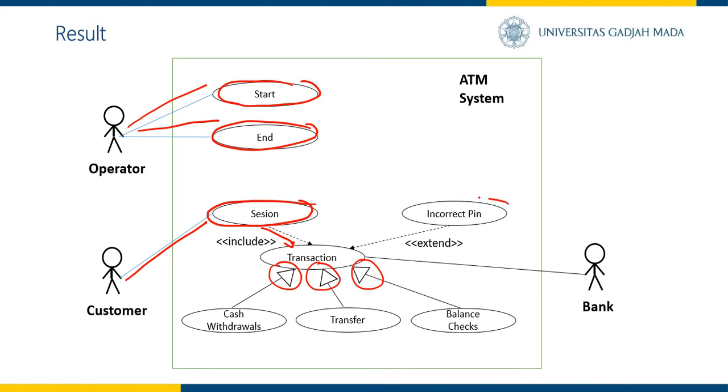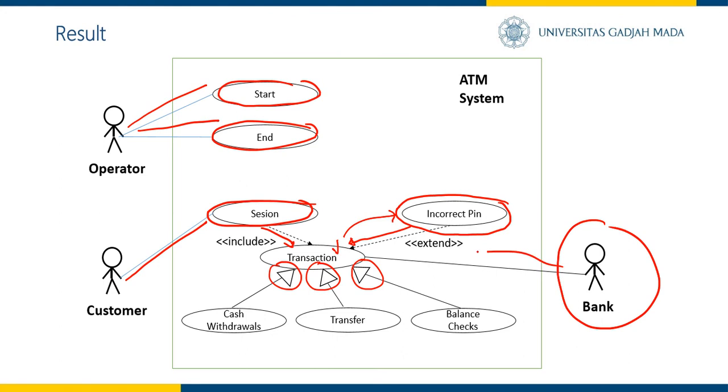We also have the extension here, incorrect PIN, which will be executed if something happens with this transaction. So for example, the user types an incorrect PIN, and then it will be handled by the extension, especially the incorrect PIN extension. And here is the bank that is involved in the transaction.